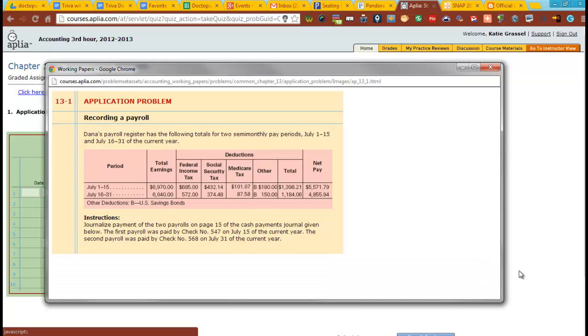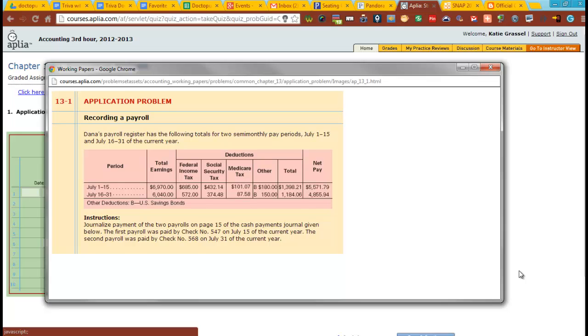Application problem 13.1 is just a smidge different because you don't have your T accounts. What you have here is Dana's payroll register for 2 semi-monthly pay periods, July 1st to the 15th and July 16th to the 31st. Typically, you wouldn't journalize 2 payrolls right in a row because you would be doing things in between. But because this is the skill that we're learning, we're going to journalize 2 pay periods. This first column has our numbers for the July 1st through 15th payroll.